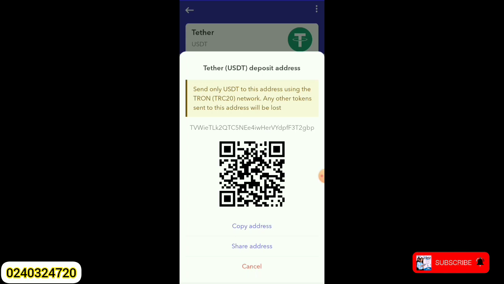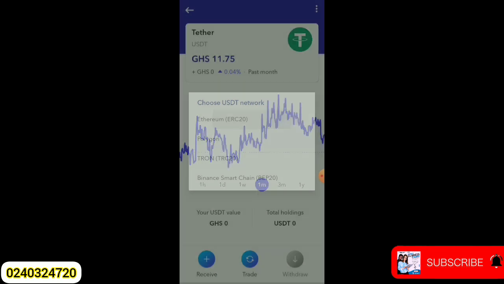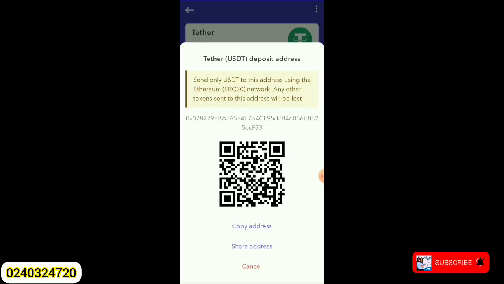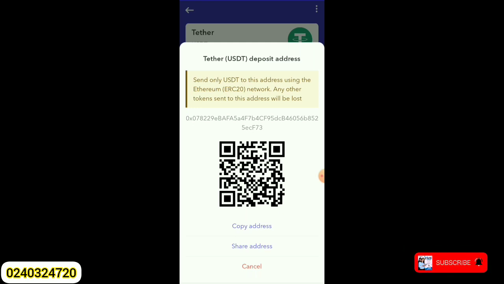So let me show you one thing. If I click on, let's say, Ethereum, you see this one is Ethereum. Send only USDT to this address using the Ethereum ERC20 network. So when I want to receive USDT here, the person or the platform I want to send the money from has to transfer the money using ERC20, not TRC20.